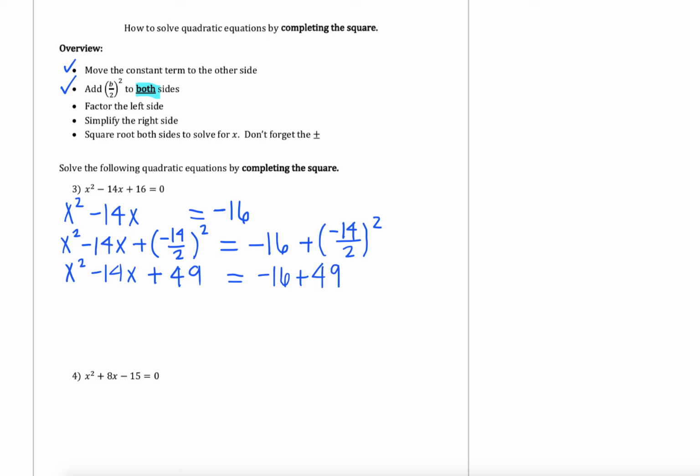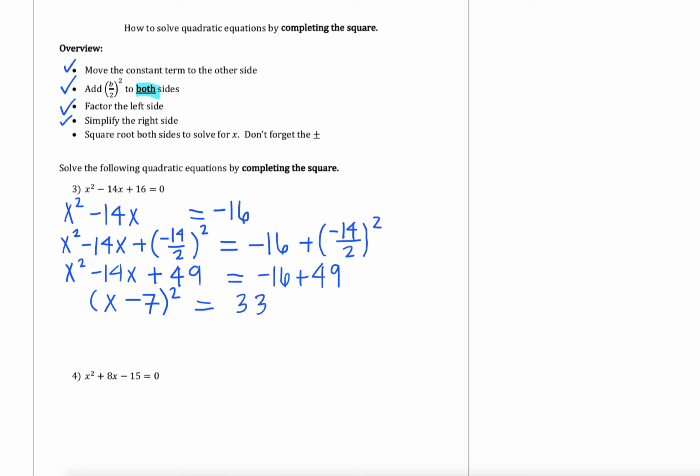Our next step from here is we should factor the left side. Remember, this should always be able to be factored if we've added the correct b over 2 squared term. So we're looking for two numbers that multiply to be 49 and add up to be negative 14. That would be negative 7 and negative 7, so we get x minus 7 squared. And remember, a shortcut way to get that number is you can simplify down that b over 2, and negative 14 over 2 is that negative 7. So we factored the left side. Now on the right side, we just want to go ahead and simplify. Negative 16 plus 49 gives us 33.